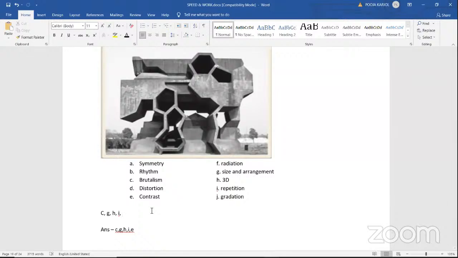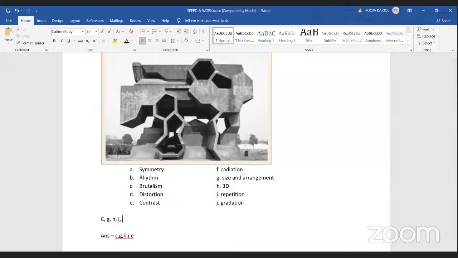Ma'am, can you explain radiation? Radiation is like a spiral. When you throw a stone in the water in a lake, the circles spiral outside. Remember? That's an example of radiation. It's a type of balance actually, radial balance.